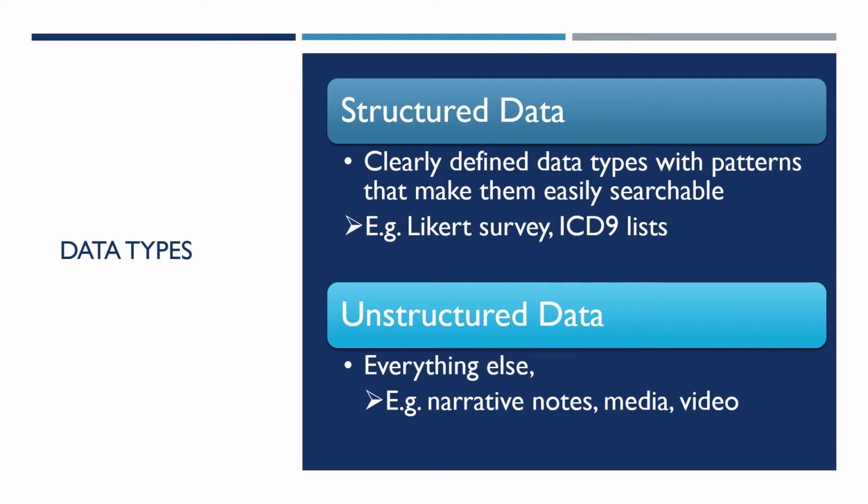First, it is important to understand that not all data is the same. There are two main types of data, unstructured and structured data. Structured data is comprised of clearly defined data types with patterns that make them easily searchable. Examples of this type of data could include Likert-type scale survey data or even lists of diagnoses from a table.